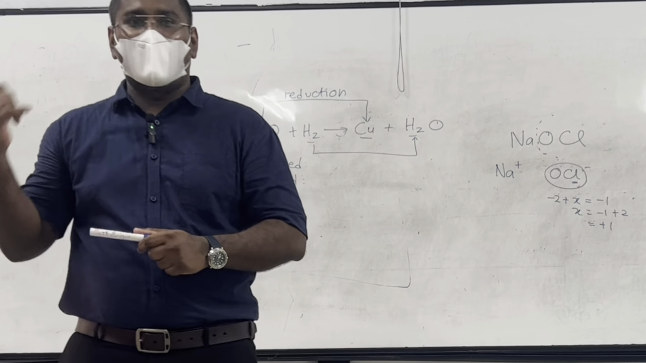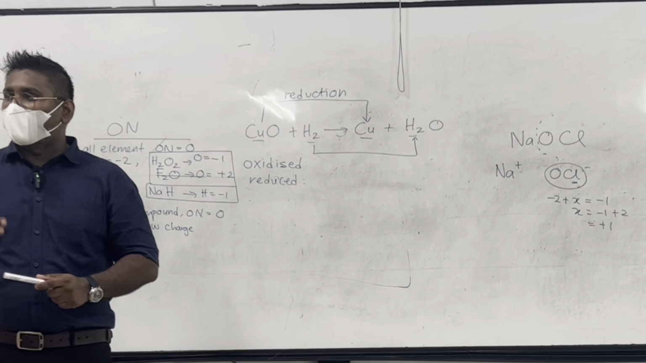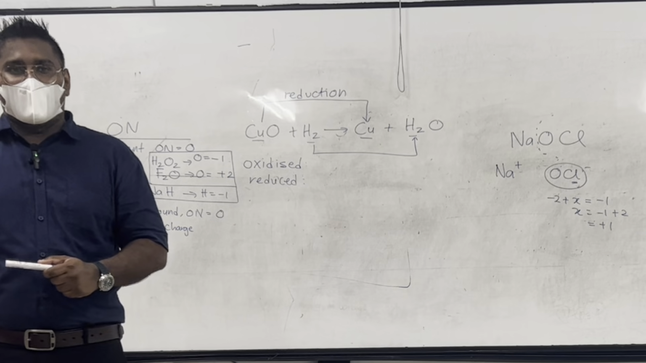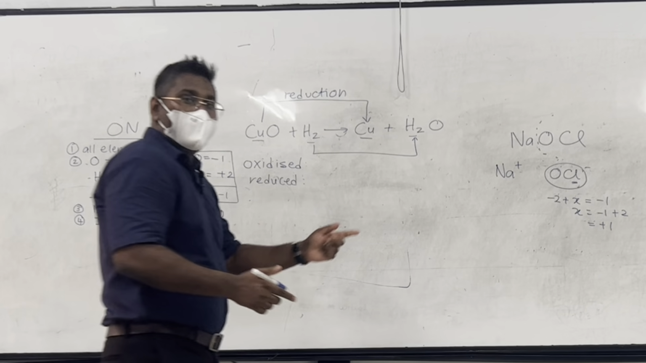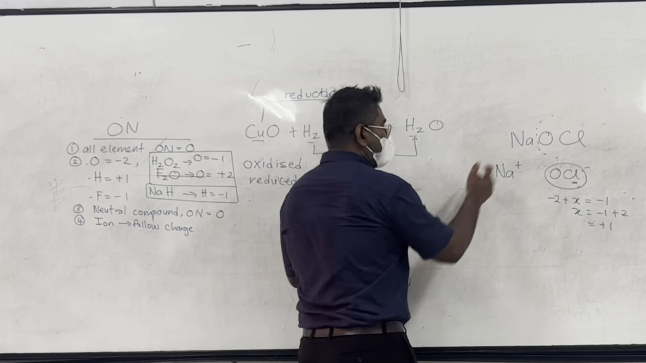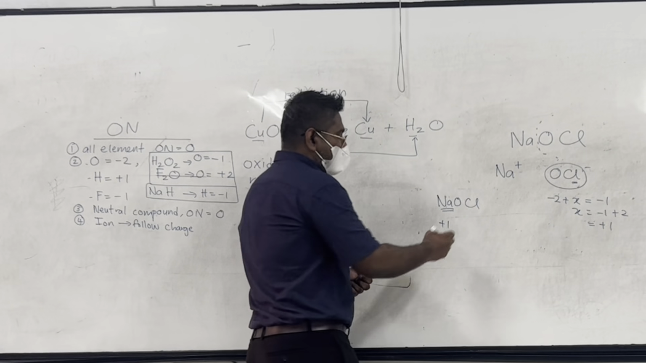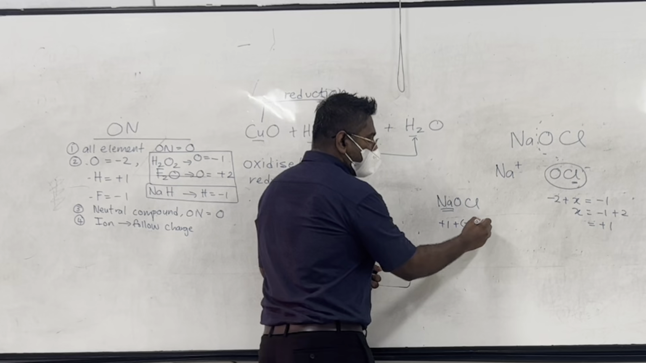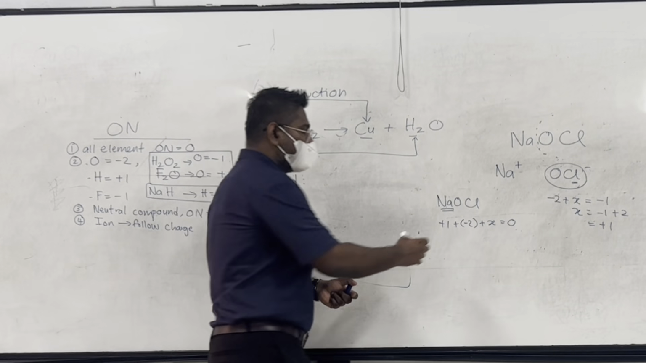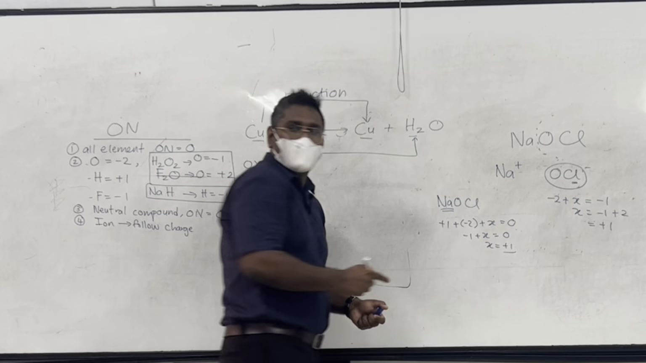That's why in a compound, last time they have already mentioned group 1 and group 2, in compounds they are always +1 and +2. So if you want to do it straight away, also can. Straight away is NaOCl: this is +1, this is -2, and this is X, equals to 0. Then -1 plus X equals 0, X is going to be +1, it's still the same.